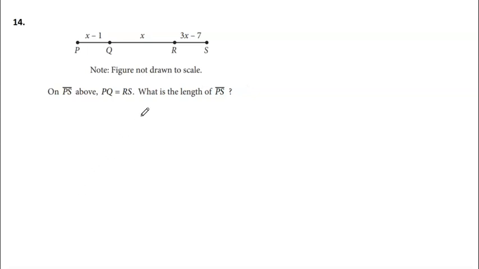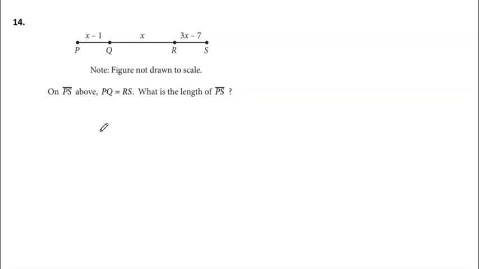All right, so here we have a line PS from end to end, PS. And then in between we have these points and segments, right? So it says on PS above, PQ is equal to RS. What is the length of PS, right? So it says PQ is equal to RS. So here you don't have to sweat it. Just write it down the way they have it, using the X values.